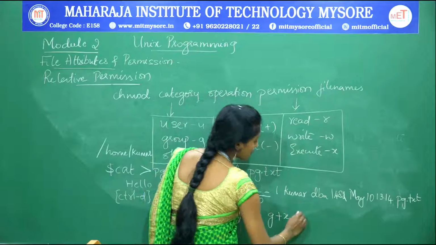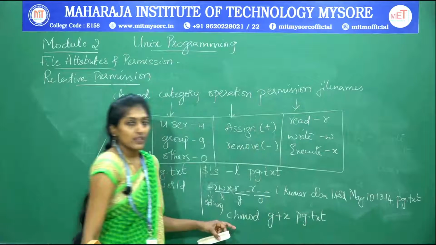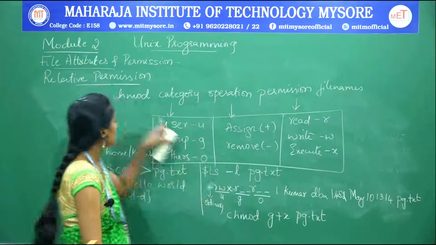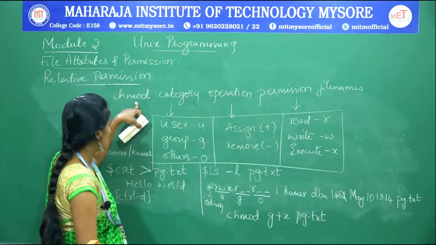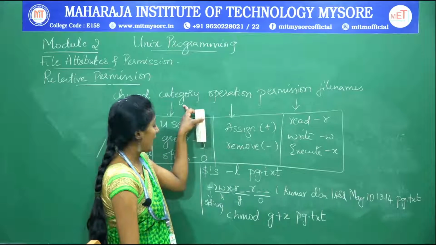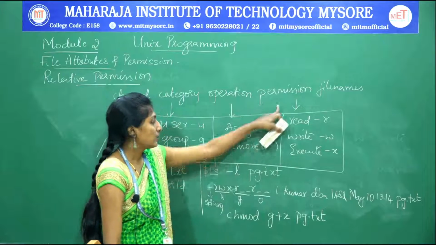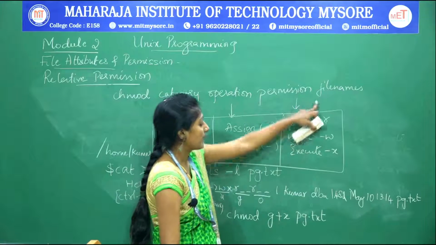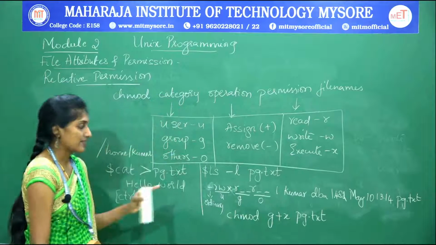Which is the file I want to provide? That is pg.txt. Okay, so this is how you assign the permission using a relative permission mode based on the syntax. chmod, then the category is group, the operation is plus, that is assign, the permission is execute permission you are providing for this group, and the file name is pg.txt. So this is how you are going to assign it.